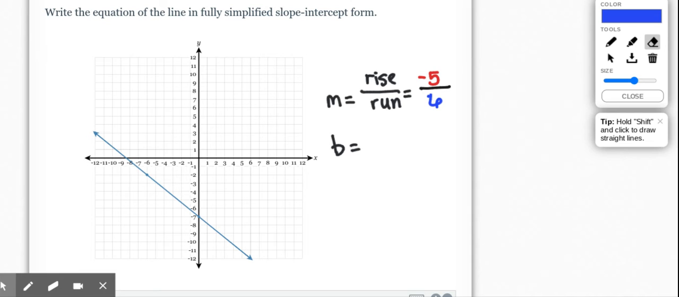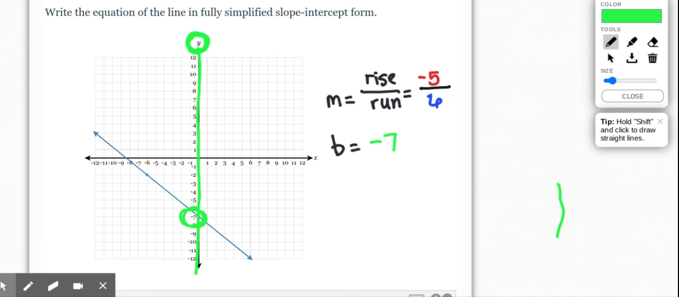Remember, your b value is your y-intercept. So your y-intercept is going to be on the y-axis. So you look right here, this is your y-axis, the one that is going straight up and down. So where does the graph touch that? It's right here at -7. So our b value is -7.